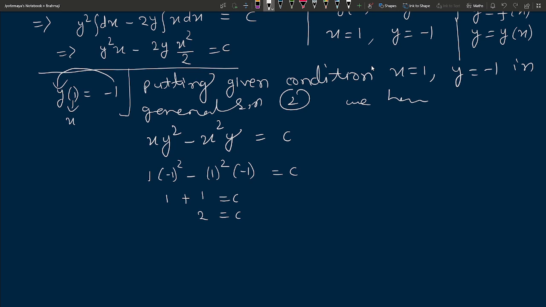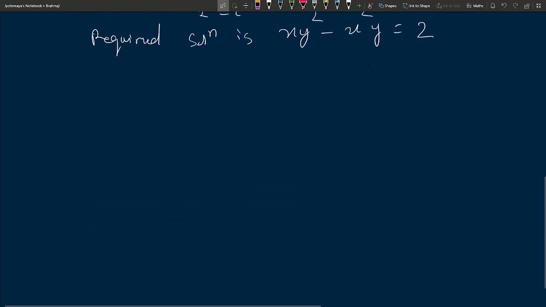Now put c equal to 2 in your general solution. So you get the required solution: x into y square minus x square into y is equal to c. What is the value of c? The value of c is 2. Okay, so this was the doubt of one student.